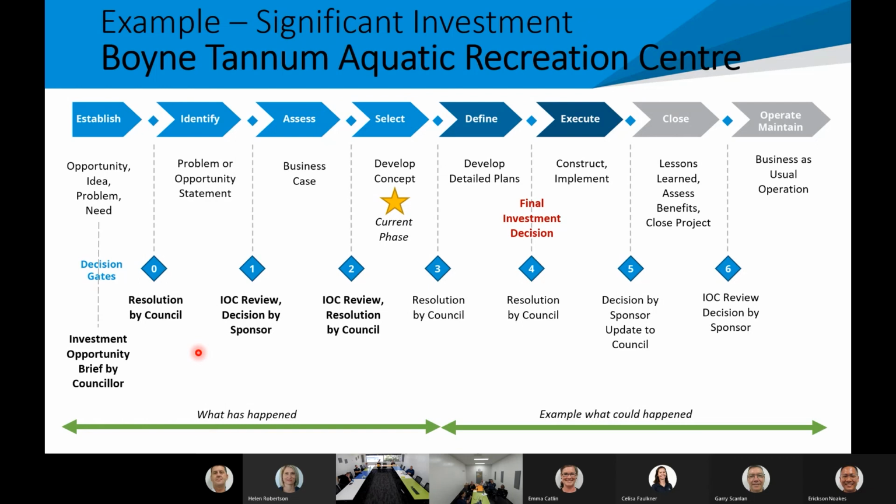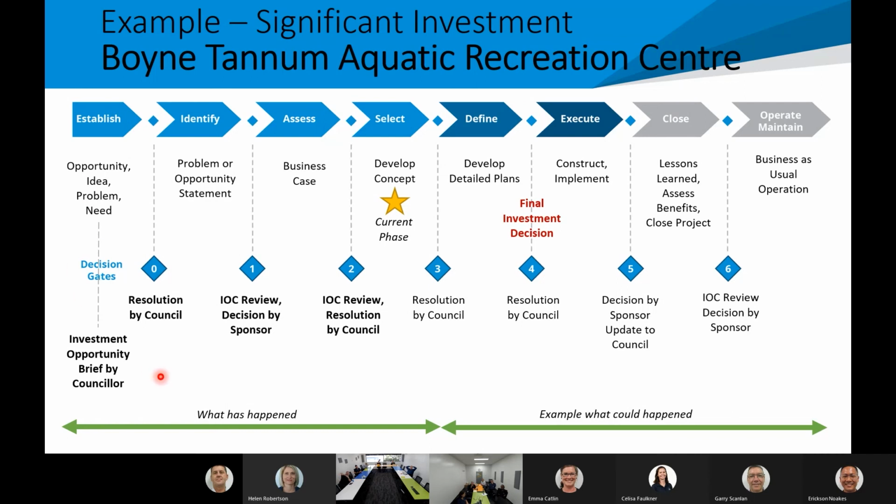So this is the Boyne Aquatic Recreation Centre. This was used as a pilot project in the first phase of the last 12-18 months, and has somewhat aligned to the IDF as they've been running it through. So the first half is actually what happened, and the second half is an example of what could happen.